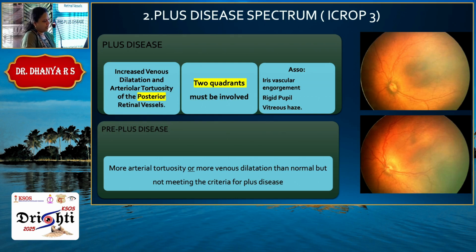Anything less than this has to be classified as pre-plus. If you are seeing a baby with some arterial tortuosity and some venous dilatation, but it's not meeting the criteria, closely follow up the babies, because there is a high chance that this baby will go on to a plus disease. These are 2 pictures of the same fundus. You can see that initially there is maybe a slight pre-plus, but it has become a plus.